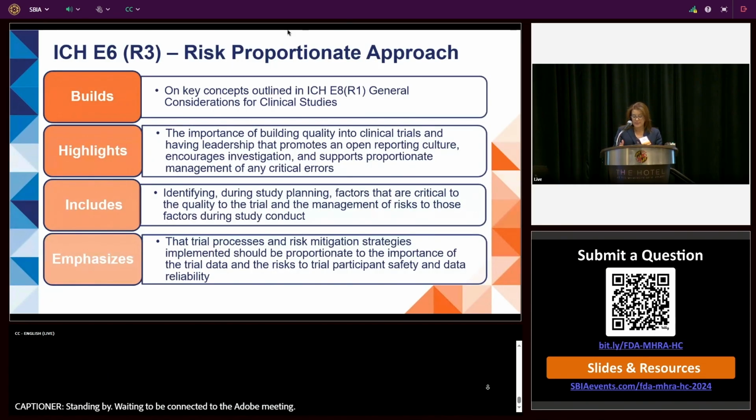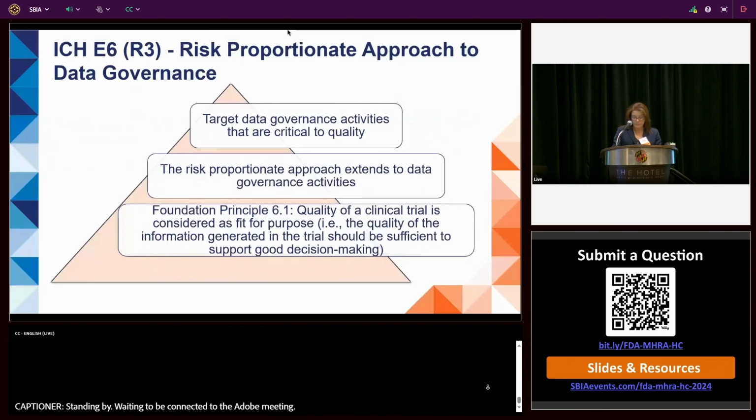And this process is done during the design and planning of your study and should be revisited throughout the study conduct, analysis, and reporting. The E6R3 guideline emphasizes that processes and risk management strategies used in the trial should be proportionate to the importance of the trial data and the risk to trial participants' safety and data reliability.